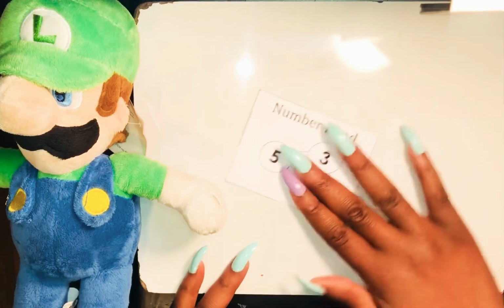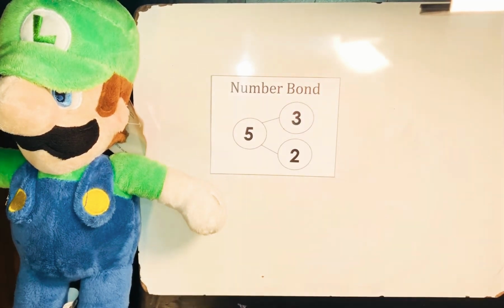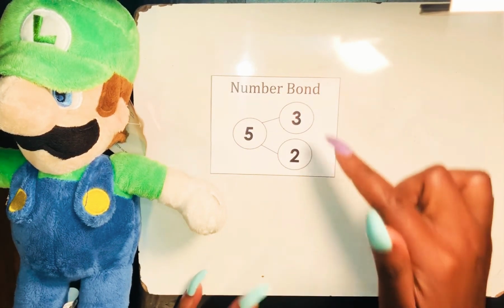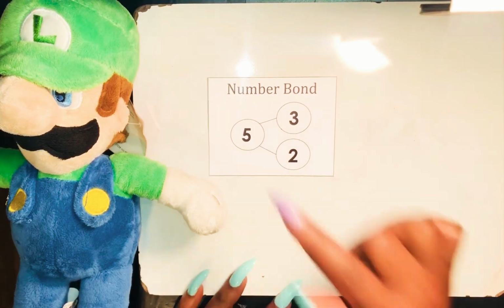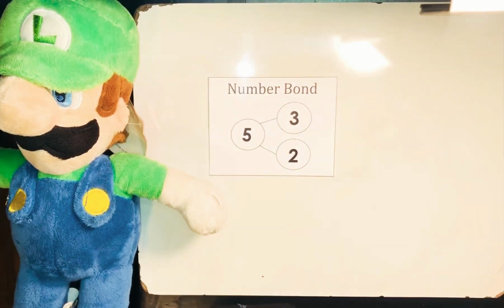Before we get started, let's go over our math vocabulary words. So as a reminder, this word is number bond. A number bond is something that we use to put numbers together. This is the part, this is the part, and this is the whole. And these two parts equal the whole.